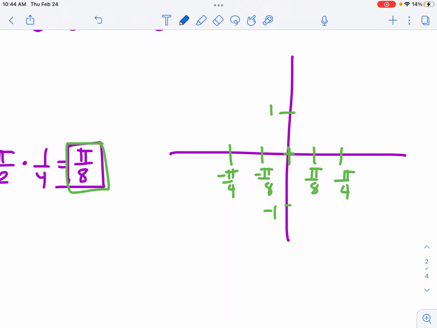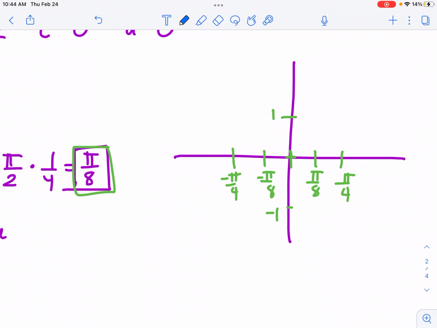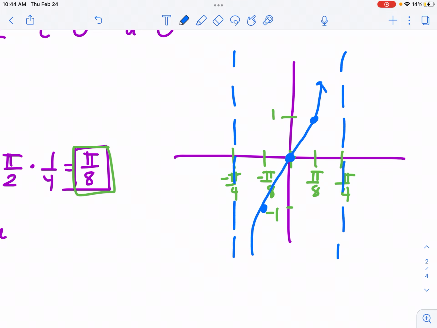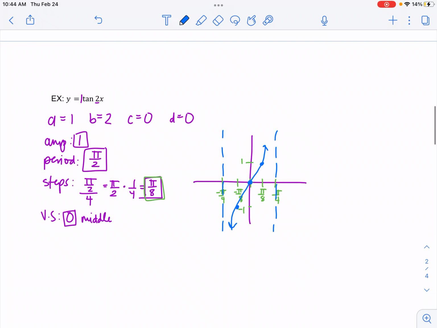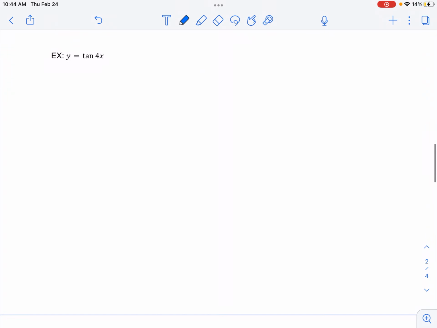Now we will start the middle. We got a point at the middle, and then we go up. 1 step over, we go up. 1 step over, we got an asymptote. Okay, back to the middle. 1 step to the left, we go down. 1 step more, we got an asymptote. There we go. Connect the dots. Oh, that was a nice one. Okay, there we go. Tangent 2x. Not too bad, right? Let's do another one.